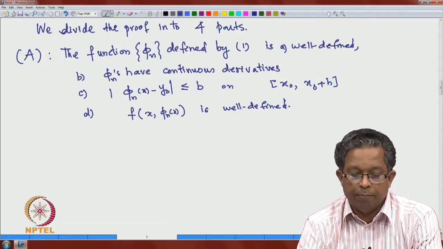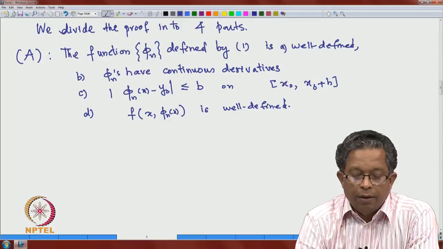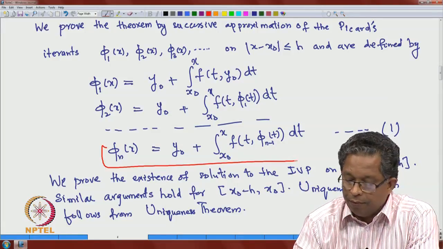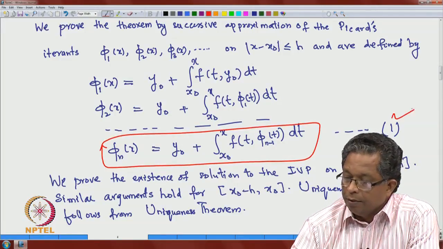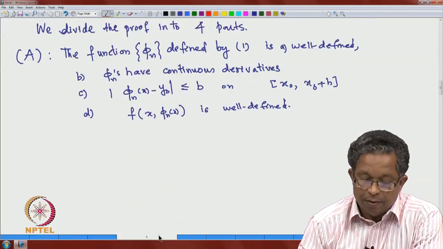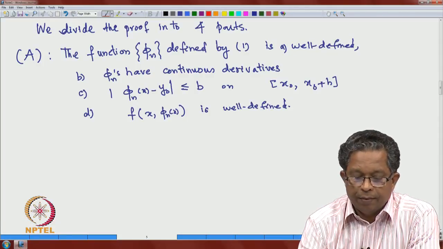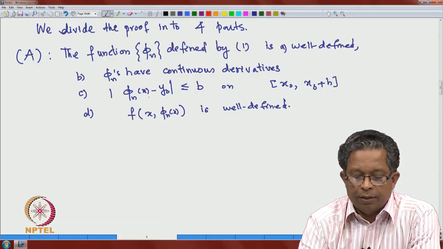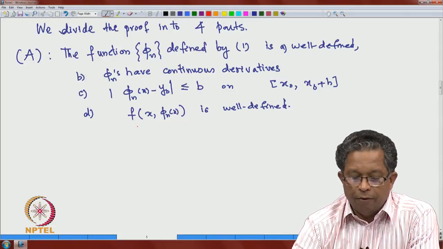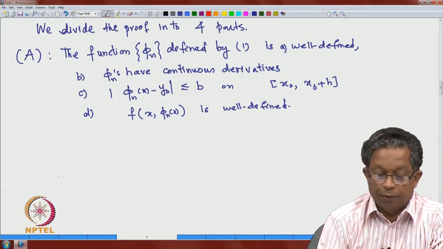So, this is part A. In part A, we will prove that the Picard's iterands defined by equation 1, this phi n of x, is well defined, and phi n's have continuous derivatives on the interval x0 to x0 plus h, and phi n obeys an estimate |phi n of x minus y0| is less than or equal to b on this interval, and f of x, phi n of x is also defined. That is part A, we will prove it.